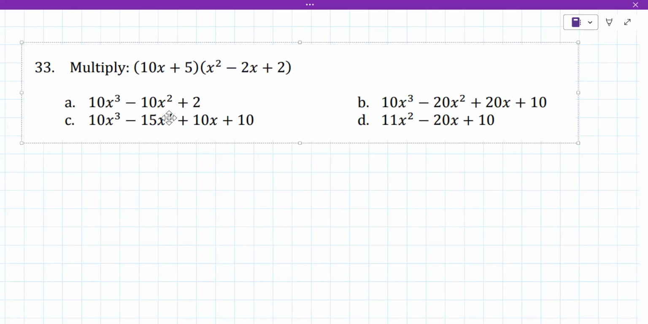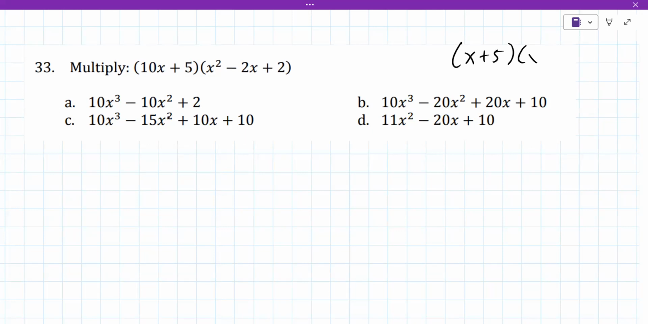So I would FOIL it and then look at the answer. Well, you're not FOILing, because FOIL only applies to, like, let's say it was x plus 5 and x minus 8. You're taking that 10x and multiplying it by everything, then the 5 and multiplying it by everything. And then you collect like terms.